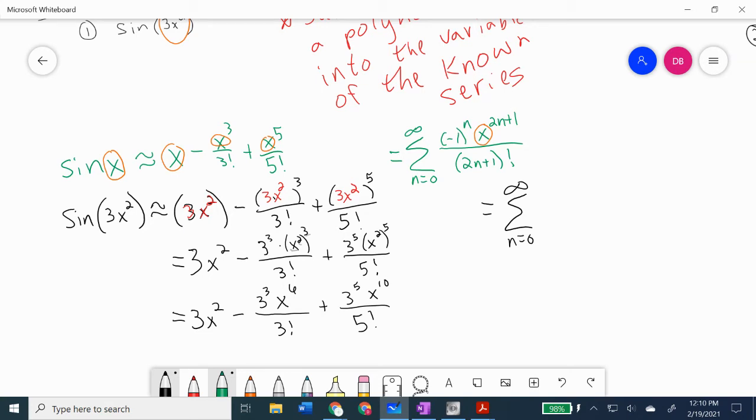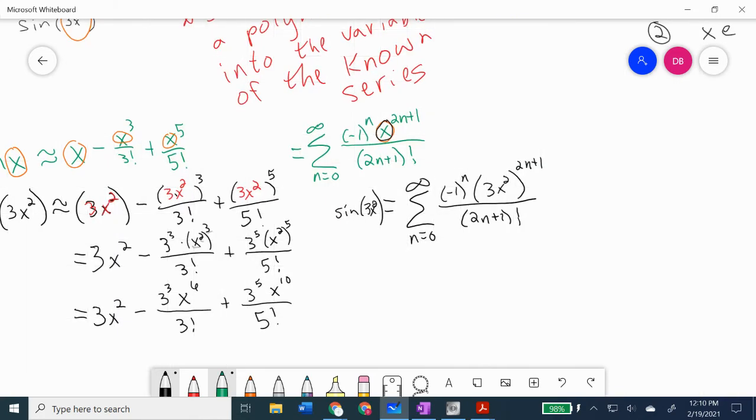So the sine of 3x squared, and I'm just going to write it here just to make sure it's clear. I am going to substitute into that x with a parentheses, 3x squared. The first thing I need to do is distribute the exponent over the multiplication.